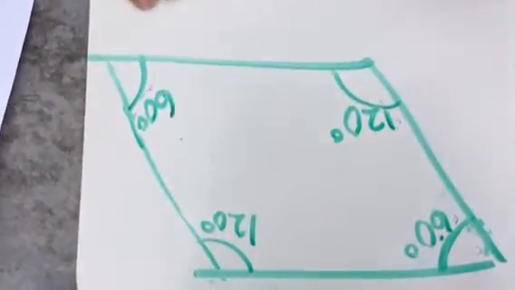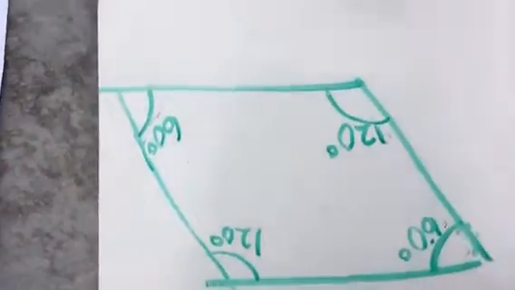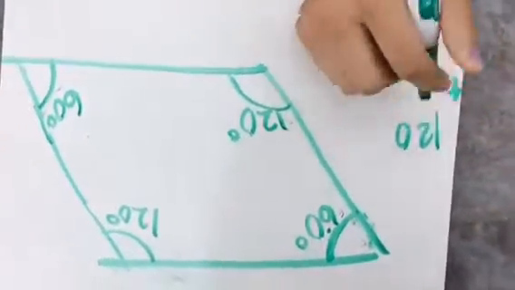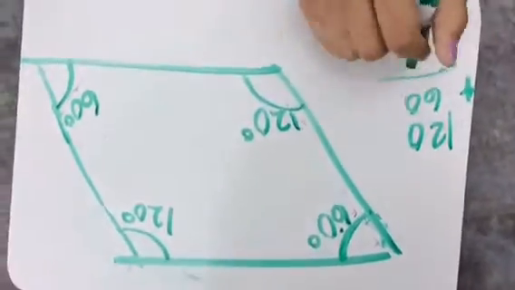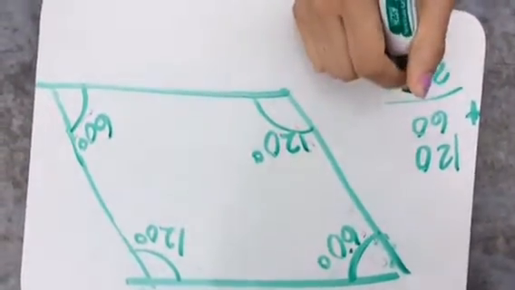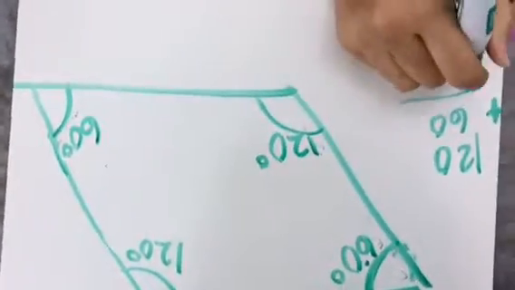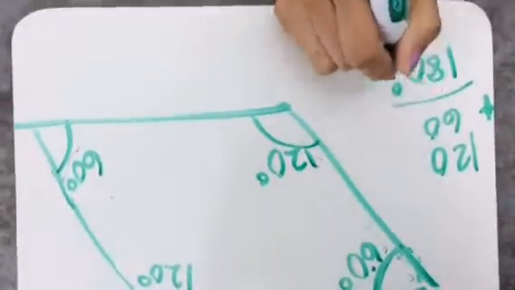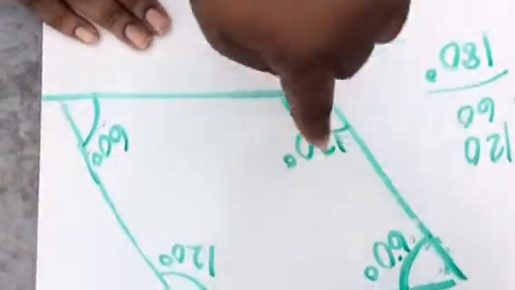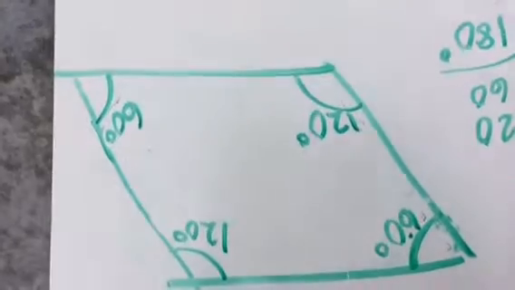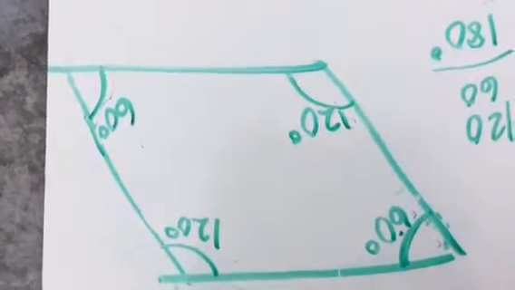Add that up for me, Jordan. What is 120 degrees plus 60? 200. Jordan. I'm just kidding, it's 180. So that proves that when we have consecutive angles, this angle and this angle, or this angle and that angle, will always be true to equal 180 degrees.